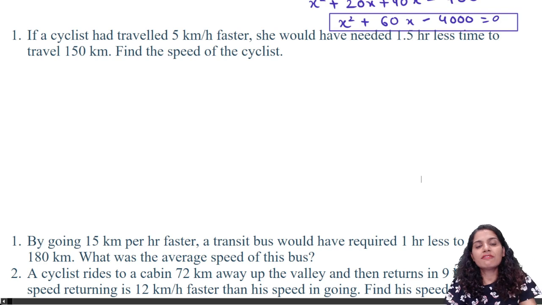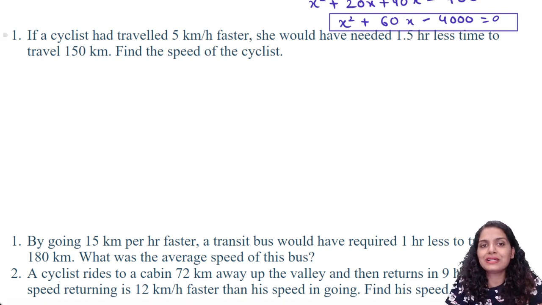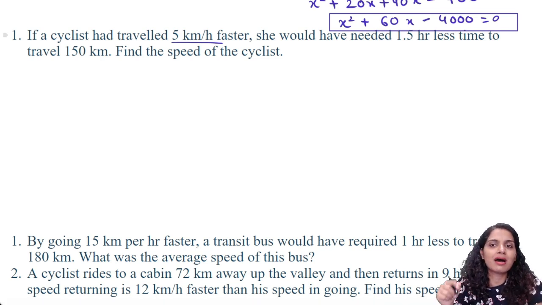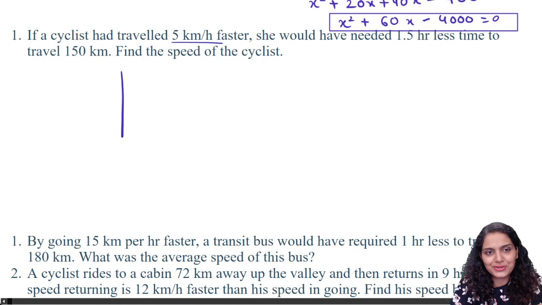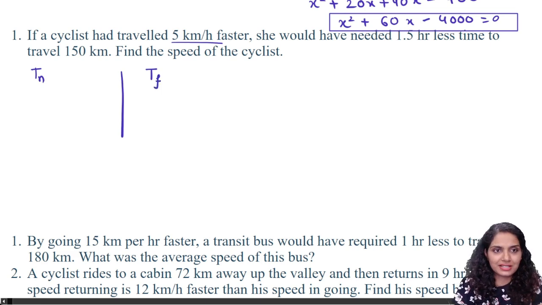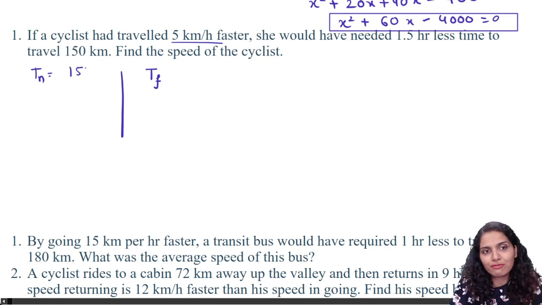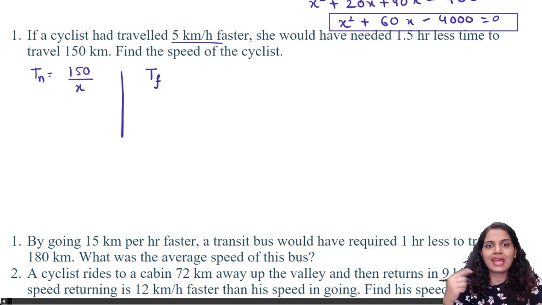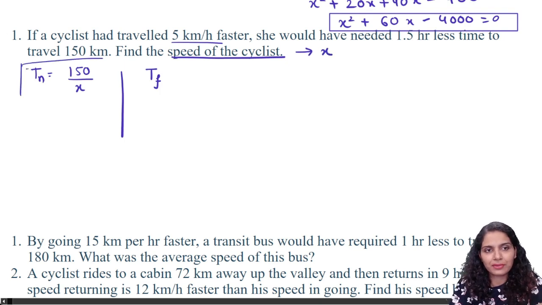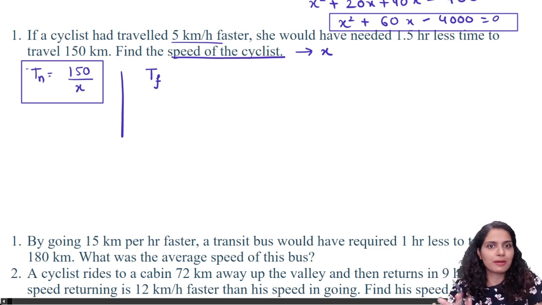Now, if a cyclist had traveled 5 kilometers per hour faster, she would have needed 1.5 hour less time to travel. Okay, so let's again divide this in two cases. First, the normal time, and second, time with extra speed, or the fast time. So normal time taken will be 150 upon x, right, where x is the speed of the cyclist. So this is the normal for her, that is 150 upon x.